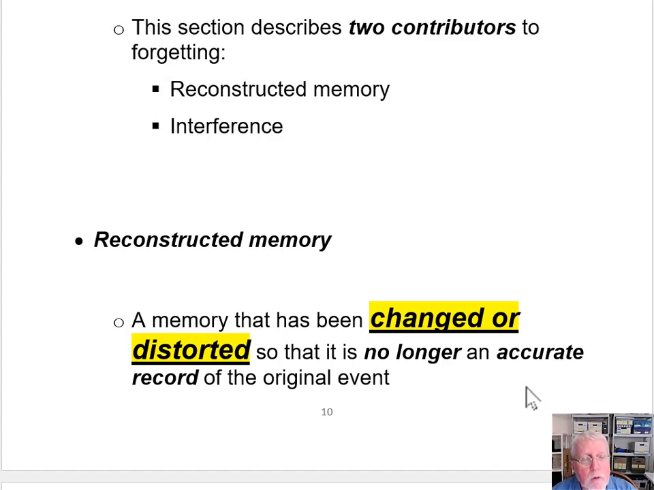First up, reconstructed memory. This is maybe the more interesting of the two factors that lead to forgetting. Reconstructed memory is a memory that's been changed or distorted so that it's no longer an accurate record of the original event. Think about it this way.